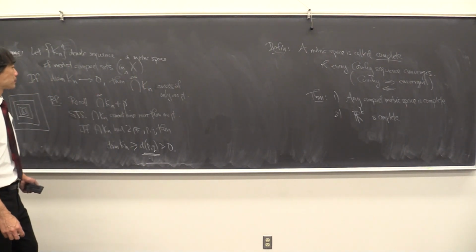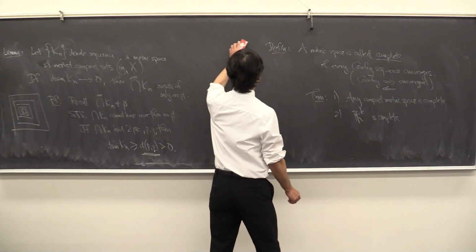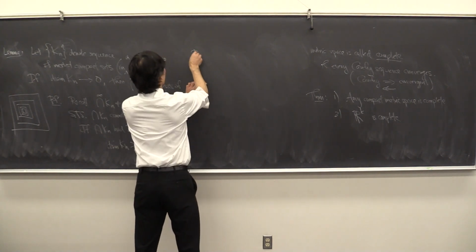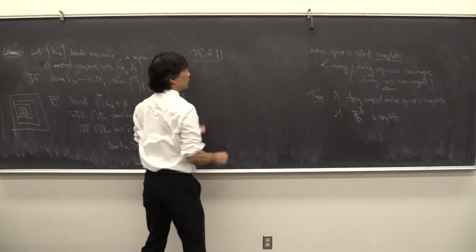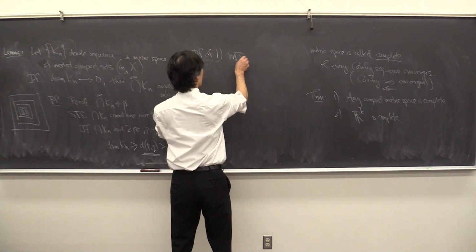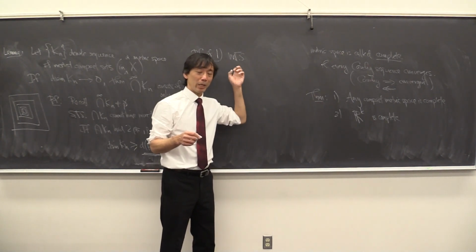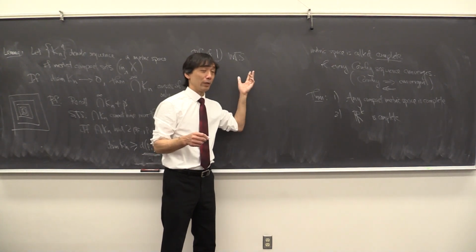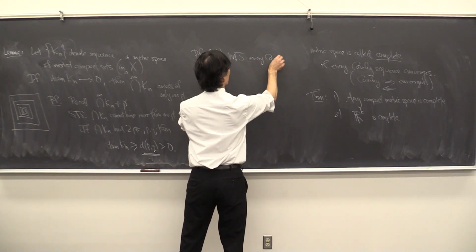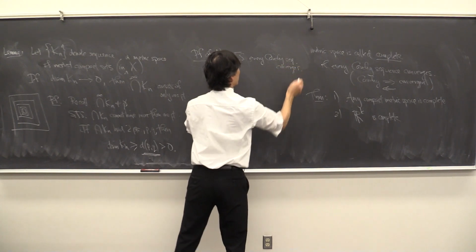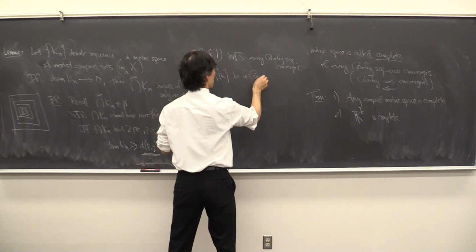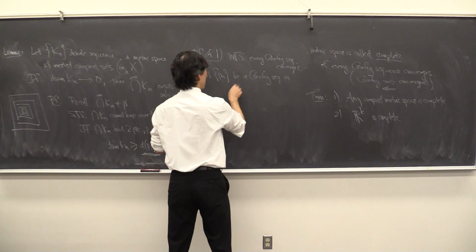Okay, so let's get to the main result here. Any compact metric space is complete. So let's do number 1 first. Proof of 1. So we want to show, what does complete mean? It means that if you're Cauchy, then you converge. So we want to show that every Cauchy sequence converges. Let p sub n be a Cauchy sequence in X, a compact metric space.